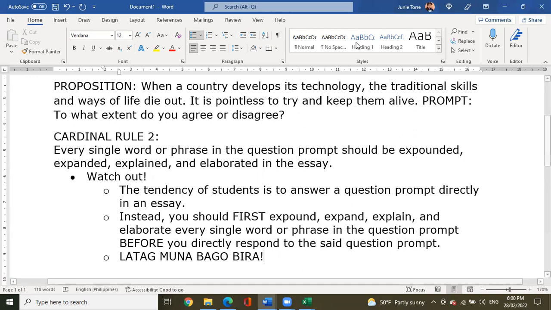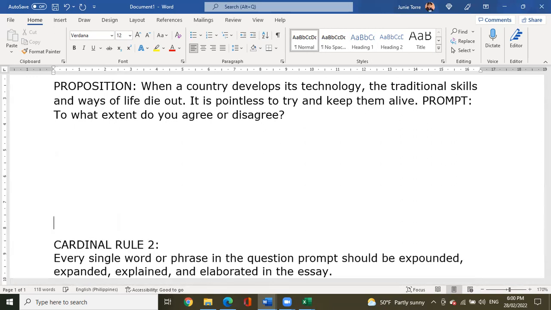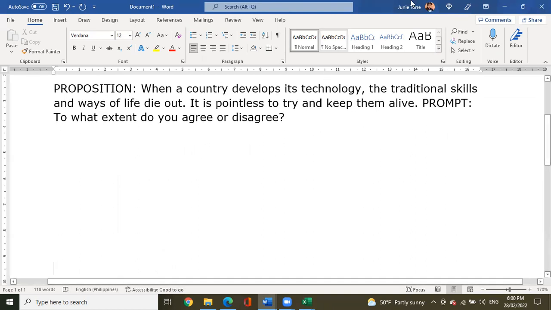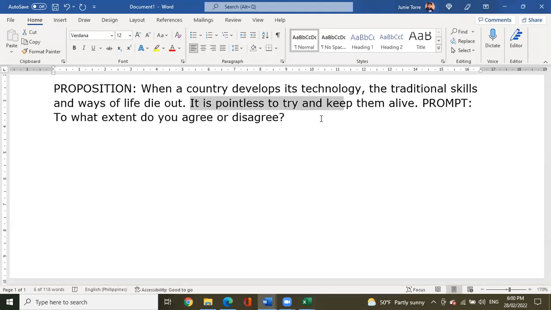No questions? Yes, sir. Now, that's why this is a trapper. Because when you see a question prompt like that, the tendency, especially with that phrase, it is pointless to try and keep them alive, who in their right mind would agree to that? So you will write an essay disagreeing. You will say that tradition is valuable. It is our culture, our identity, our heritage. It is our inheritance. It is from our forefathers. It's a way of showing respect. All of that, guys, even if you write that in an essay.